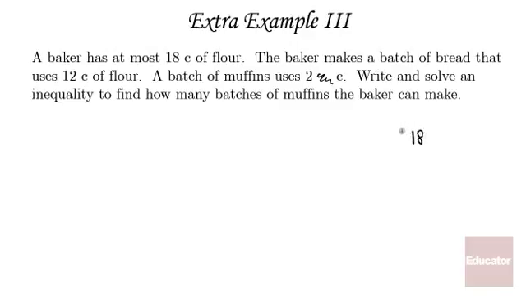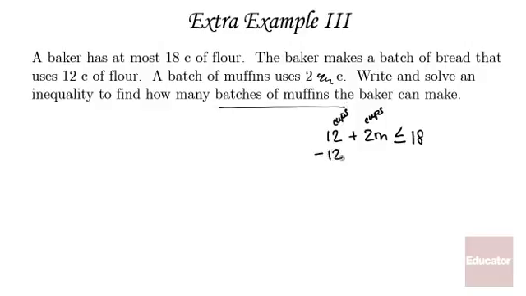At most. So he maybe has less than or exactly equal to. He makes a batch of bread that uses 12 cups. So he's already used up 12 cups. And he's got some extra flour, and so he can make batches of muffins. So I'm going to say plus 2m. M will represent the batch of muffins. And we know that each batch takes 2 cups. And we know that these 12 cups have already been used up for the bread.